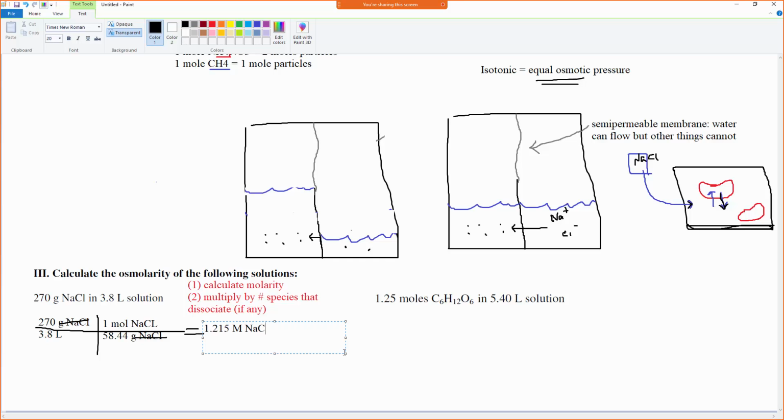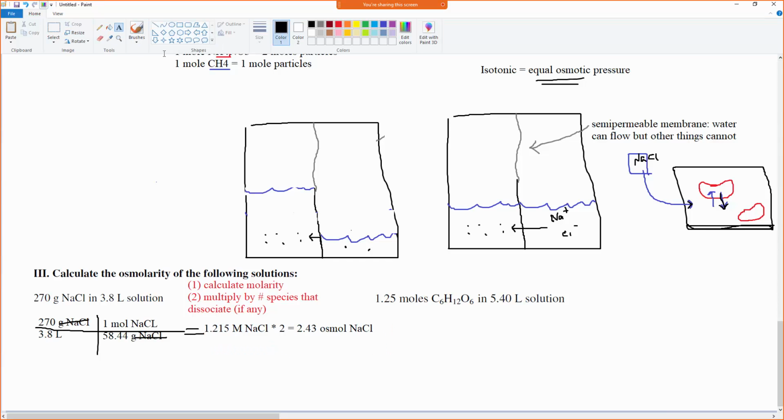Molarity, NaCl. Great. Now, Sarah said, look, step 2. I've got 1 sodium ion and 1 chloride ion, so I'm going to multiply that by 2 for step 2, and that gives me 2.43 osmol NaCl. As simple as that.